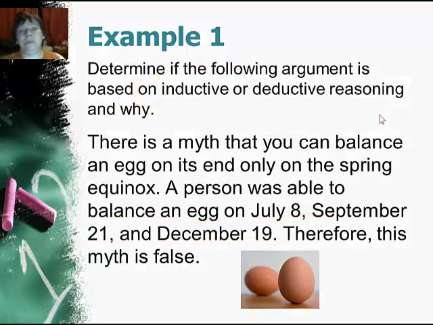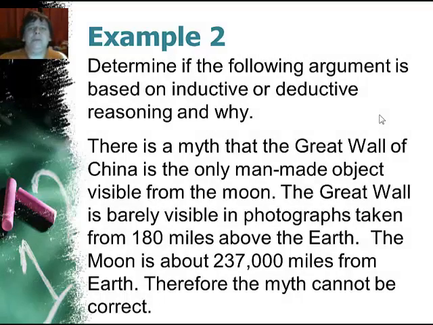Let's look at example 2. Example 2 says determine if the following argument is based on inductive or deductive reasoning and why. This is also an actual myth. It's on the NASA website. It says, there's a myth that the Great Wall of China is the only man-made object visible from the moon. Now, if you look at the NASA website, the Great Wall is barely visible in photographs from 180 miles above the Earth. The moon is 237,000 miles from the Earth. That's like 1,000 times farther. Therefore, the myth cannot be correct.